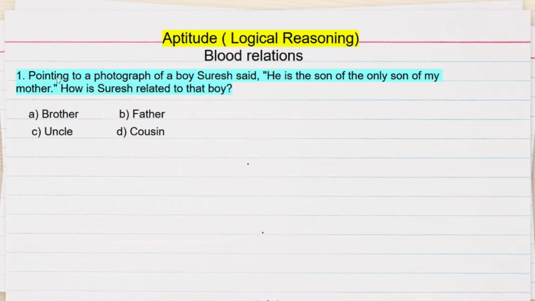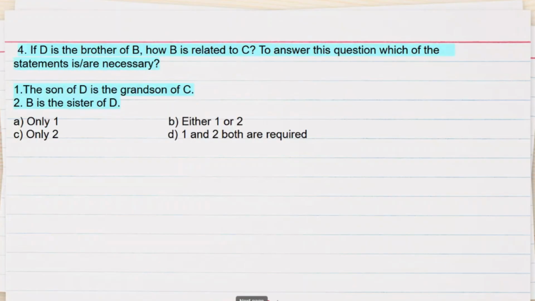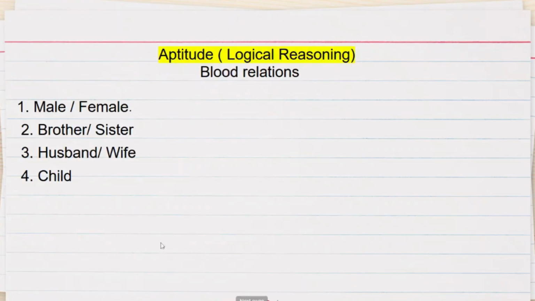Right, so here, if you see: pointing to a photograph of a boy, Suresh said, he is the son of the only son of my mother. How is Suresh related to that boy? So we will have one statement, and at the end we will be asked some question. Before solving this question, I'll share what strategy I will follow to solve these kinds of questions.